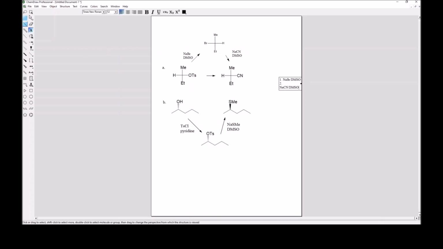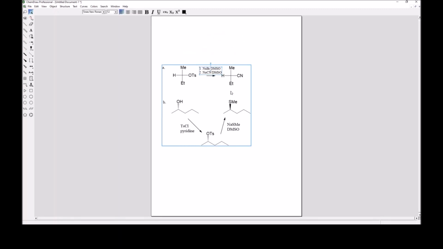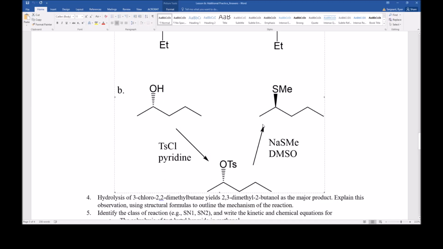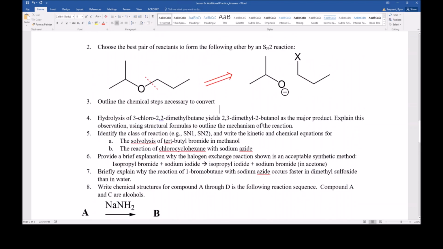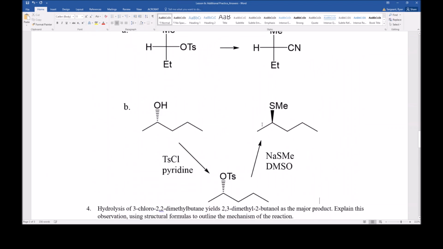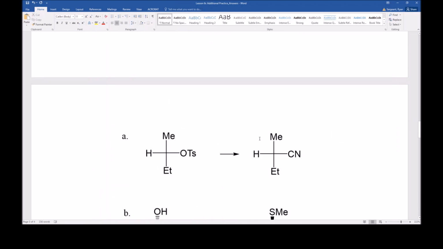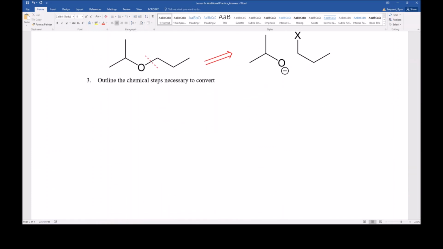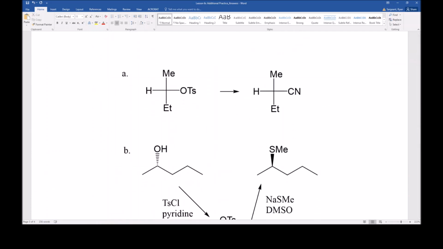And rather than show both of those steps and their intermediates separately, it is common for chemists to just do this. They just put it over the arrow and they number them in the order that you added them in. And so we can take this and dump it back into our document. Oh, except it didn't save that part. Oh well, I'll fix that in a minute.